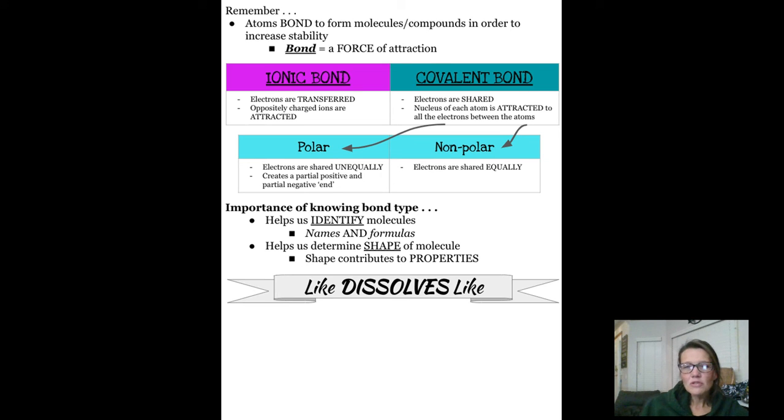Now, one of the most important things that I want you to learn in this class, one of the real life applications of chemistry, is this idea of like dissolves like. This concept goes back to the shape that we were just referring to. So molecules that are similarly shaped, so say two nonpolar molecules or two polar molecules, or even an ionic molecule and a polar molecule, they're able to mix together, or we could say that they're able to dissolve.